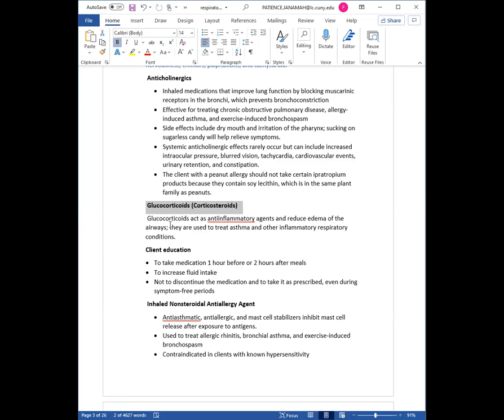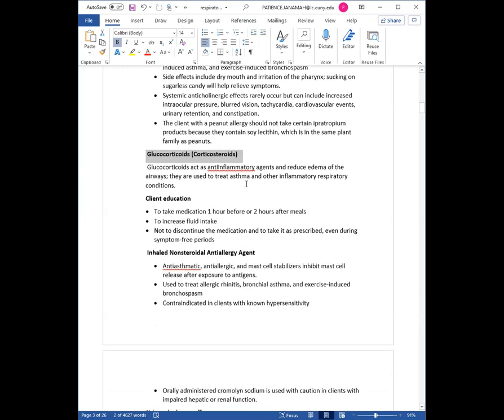It allows the steroid to now go into the small portions because everybody is now relaxing. So one is opening, one is causing relaxation of all the bronchial alveoli. Whilst they are relaxing, steroids will help open up to breathe. So glucocorticoids act as anti-inflammatory agents and reduce edema of the airway. They are used to treat asthma and other inflammatory respiratory airways.